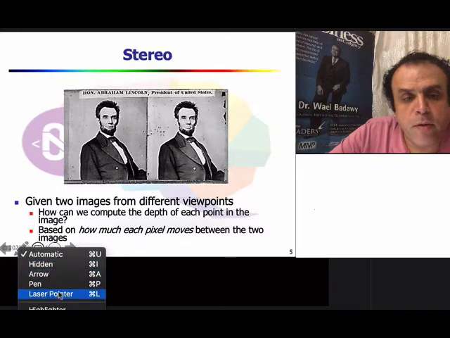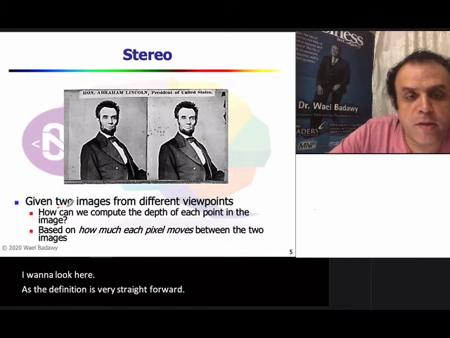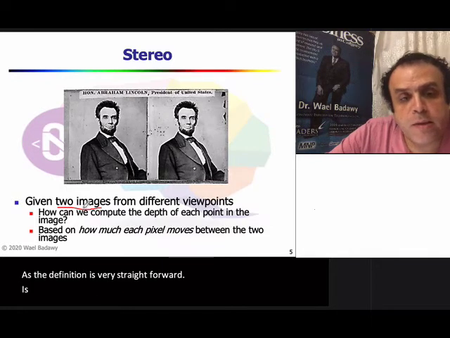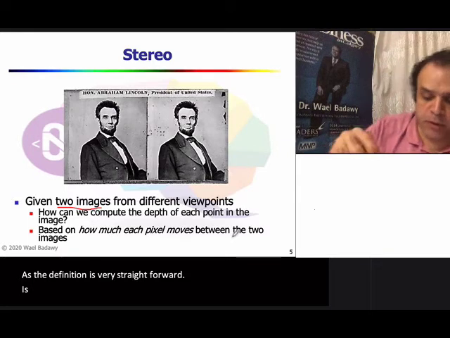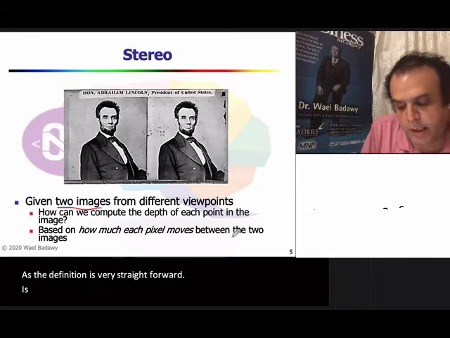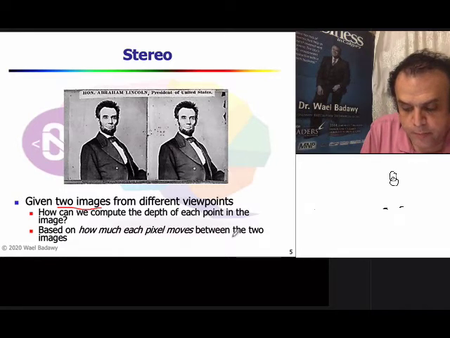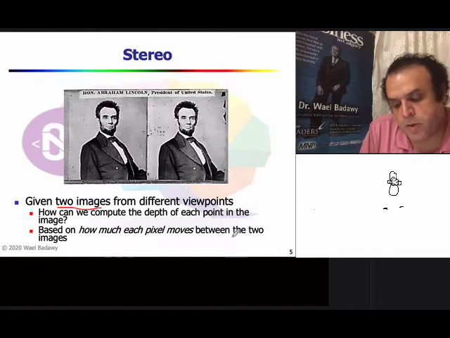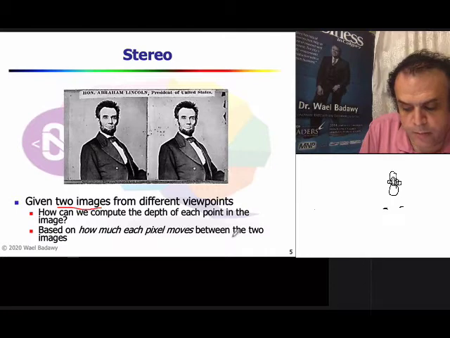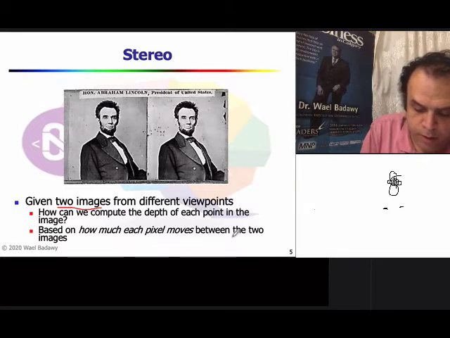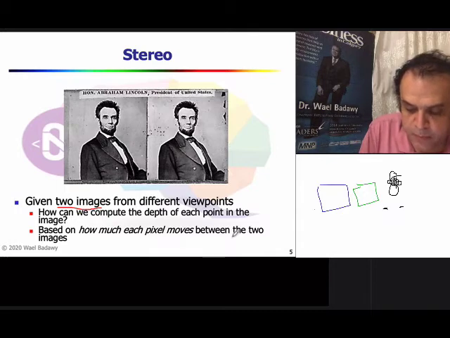The definition is very straightforward. Given two images from different viewpoints, how can I compute the depth of each point of the edges based on how much a pixel moves between the two frames? So if I have two different points here, and then I have one object here, let's say I have this object in front of me, and I want to look at this object. If I have one blue image and one green image, which shows the difference, basically there is a difference between the two focal points or the two locations.